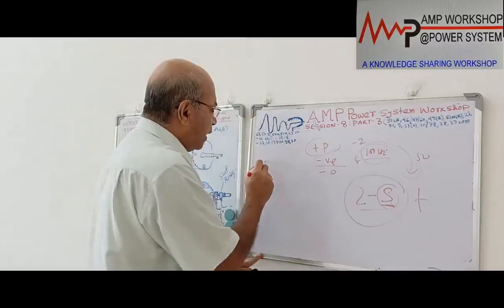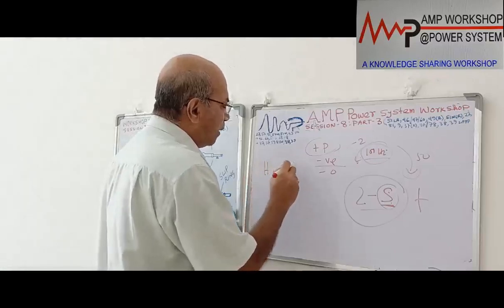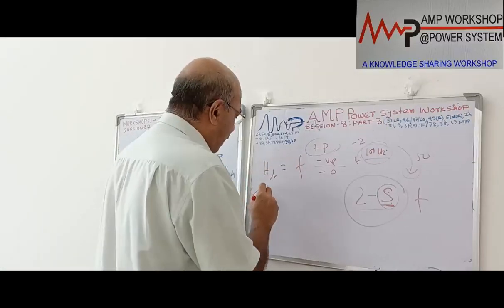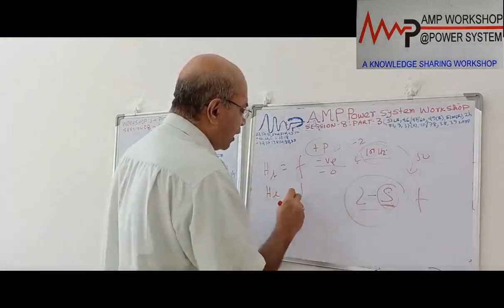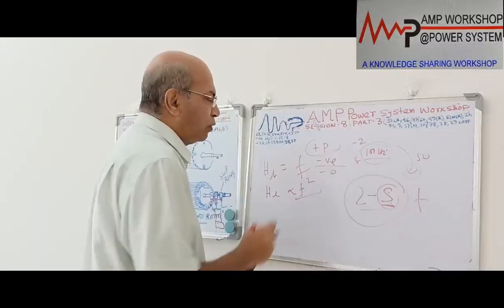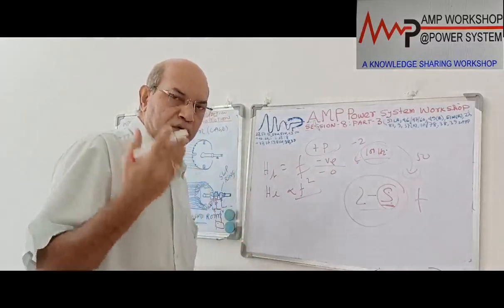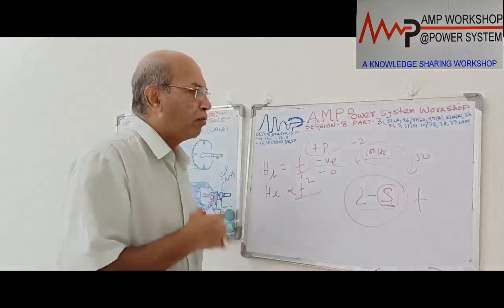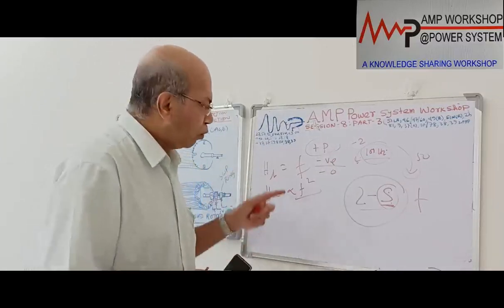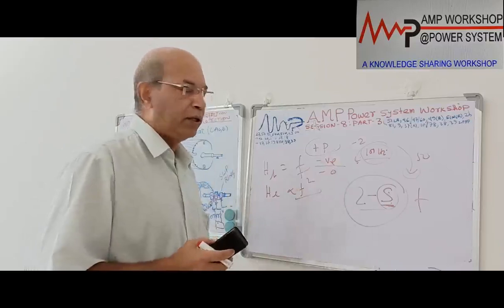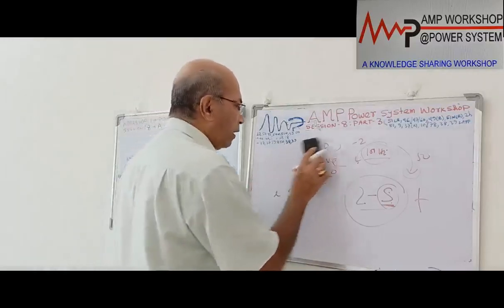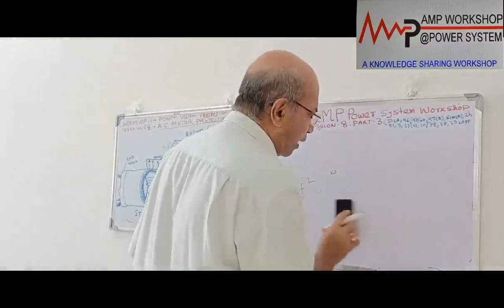We have already seen hysteresis loss is proportional to the frequency, and eddy current loss is proportional to the square of the frequency. So if the frequency goes up, there will be more loss, and that will be converted to heat, so the motor winding will heat up. To protect the motor from this unbalanced condition, we provide voltage unbalance or current unbalance protection.